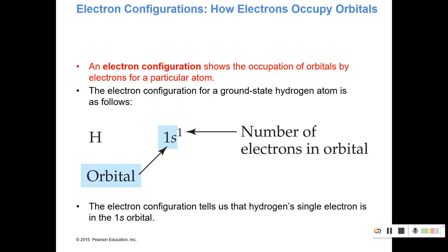The first thing you need to really write down is that electron configuration. That shows us the occupation of orbitals by electrons for a particular atom. So it's showing us kind of like a street address for electrons.